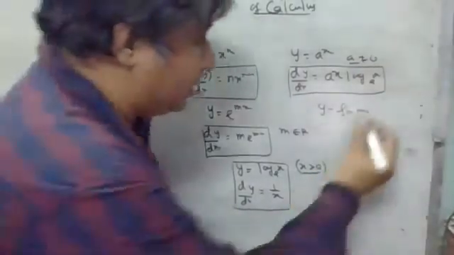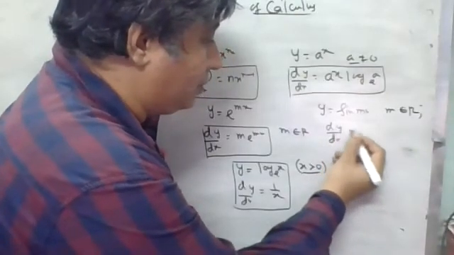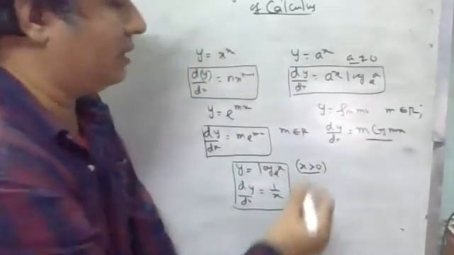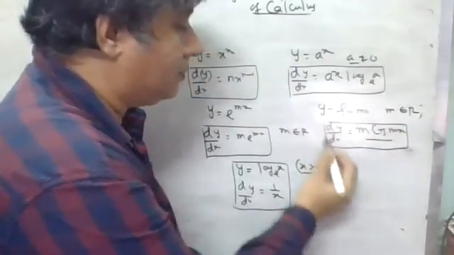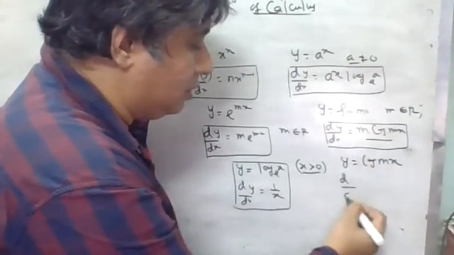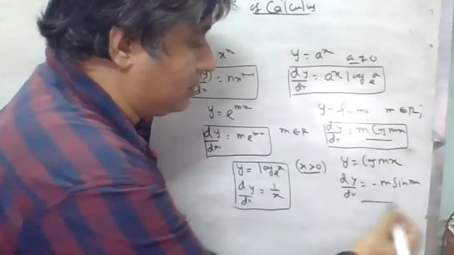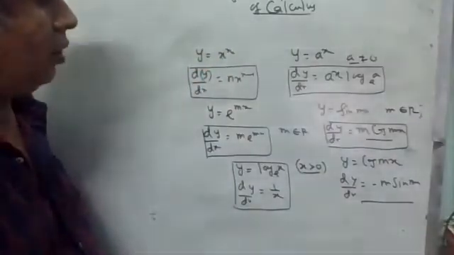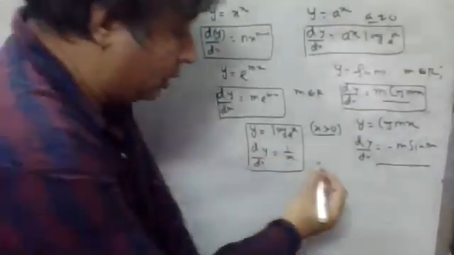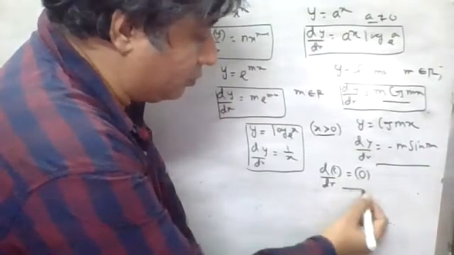Must remember sine mx, m is a real number. So d/dx of y is m cos mx. Y is equal to cos mx, d/dx of y is minus m sin mx. Always remember that differentiation of a constant term is always 0.